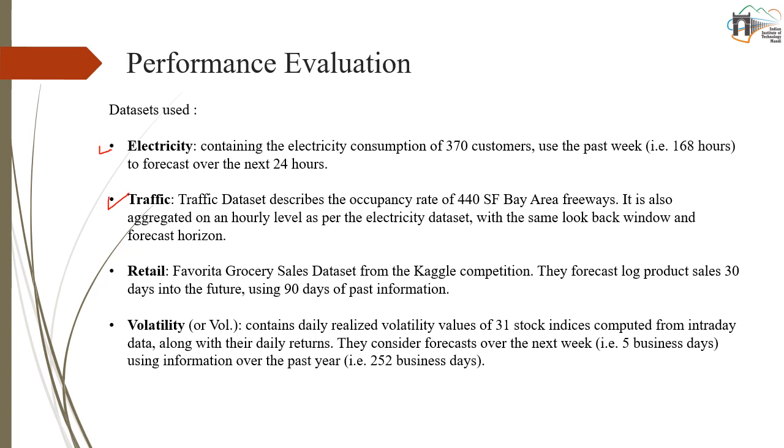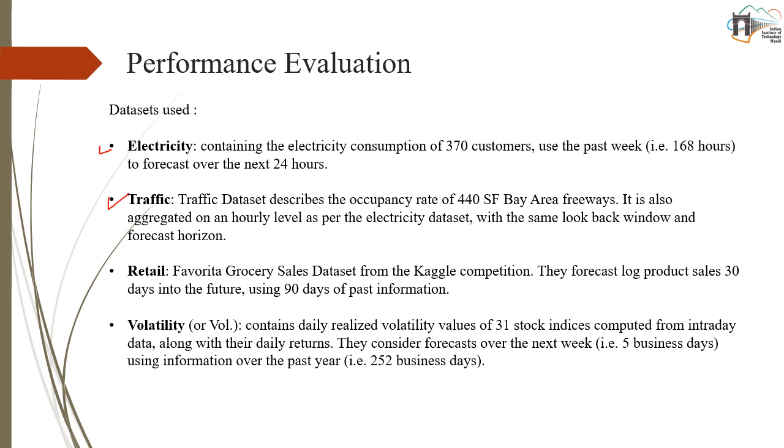Then the third one was retail. It was taken from a Kaggle competition data set of Favorita grocery sales, and they forecast the log product sales 30 days into the future using 90 days of past information. So you can see the variability in the different setups and different data sets.